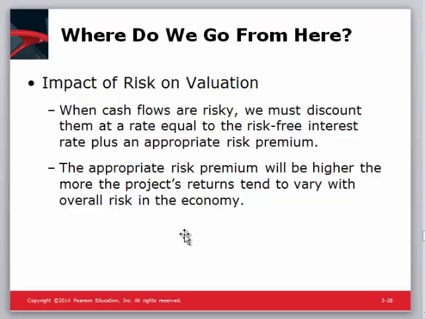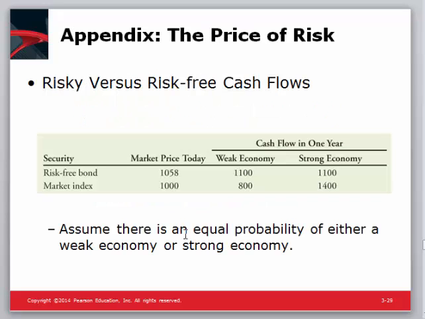What about risk? I mean, we really haven't talked much about risk, right? We've been assuming a risk-free environment. Well, when cash flows are risky, we have to change the discount rate. We certainly can't discount them at the same rate of return as the risk-free rate. We have to add to that. The risk premium that we add is going to vary depending on the project itself and also with the economy, with the marketplace, etc. So what about risky versus risk-free cash flows?